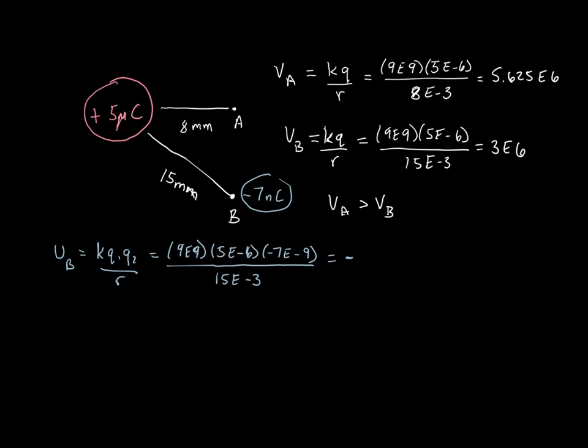Alright, so we're going to get a negative value of negative 21 times 10 to the negative 3, assuming I did that math right in my head.